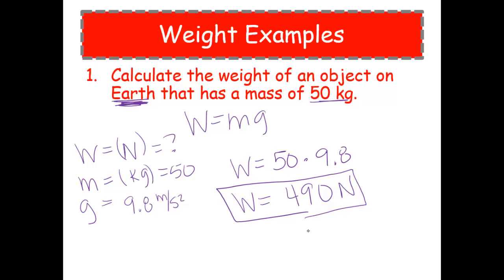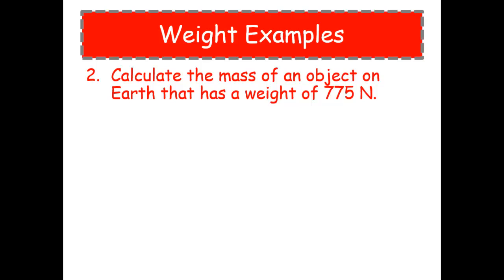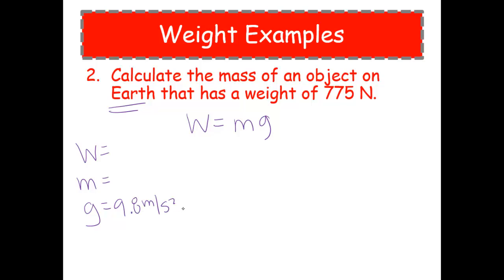Okay, let's try another one. I know my formula because these are all weight examples: W equals mg. Calculate the mass of an object on Earth. Again, it says Earth, so I can go right down here, 9.8 meters per second squared, that has the weight of 775 newtons. So they're giving us the weight. And if you didn't know it was weight, look, it's labeled newtons.